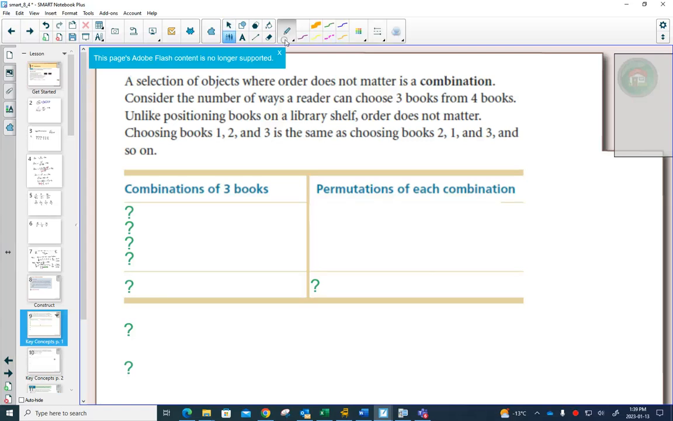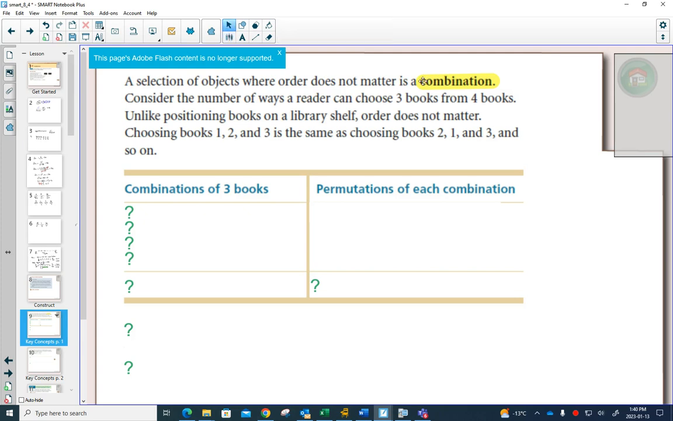Everything we've done up till now has been considered a permutation question. A permutation question is where we're worried about the order of things: what comes first, what comes second, what comes third. But there are a bunch of things where the order doesn't matter. Lots of card games. It doesn't matter what order you got your cards.